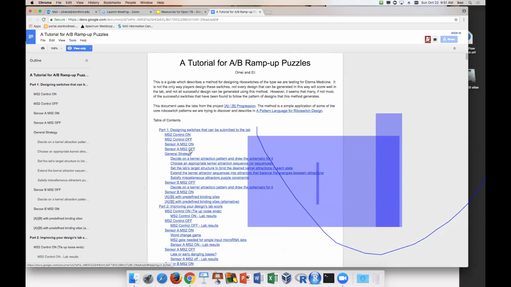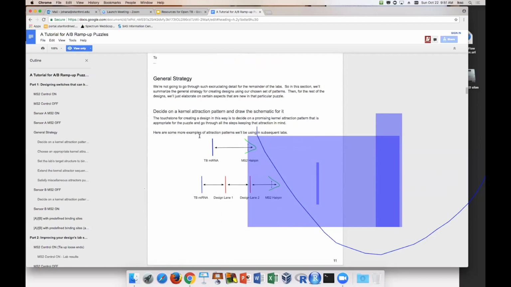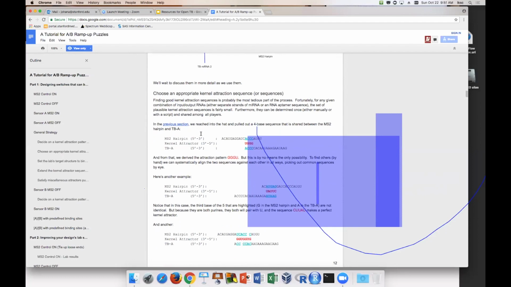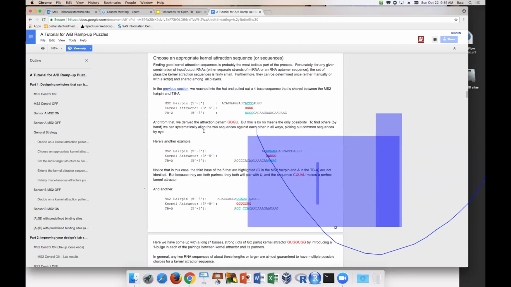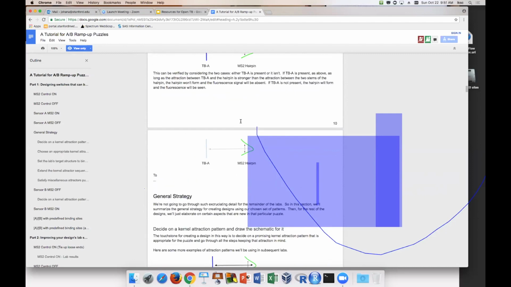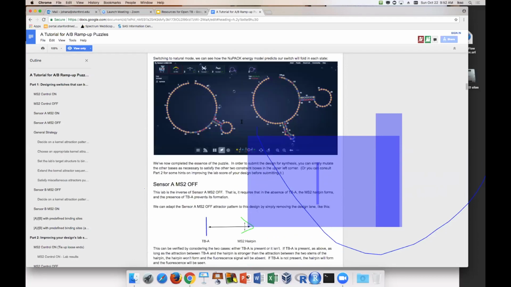What I started with in here was this sensor, I think it was sensor B or sensor A off. Let's look at this one. But like WH Bob was talking about yesterday with these kernel attractors and the reverse complements necessary to make these types of switches work. I never even read this entire paper. I kind of gleaned some parts of it that could get me going on these A-B puzzles.